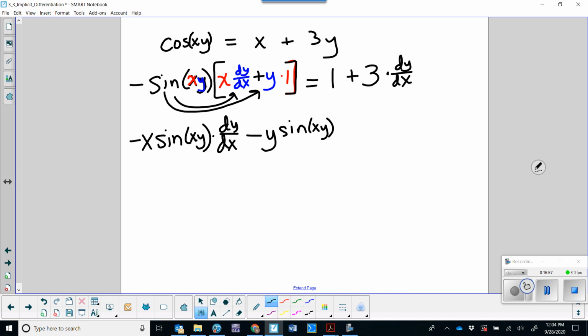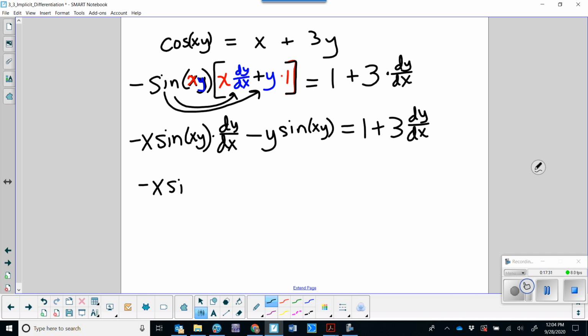And that's just distributing on the left, and then the right is still just 1 plus 3 dy dx. And then I need to put my terms together. Now this time I have dy dx on both sides, so I'm going to move the dy dx terms together on one side, and it doesn't matter which direction you move them. So I can move in either direction to put them together. Okay, so I'm just going to move left for dy dx's and right the other way, but it doesn't matter.